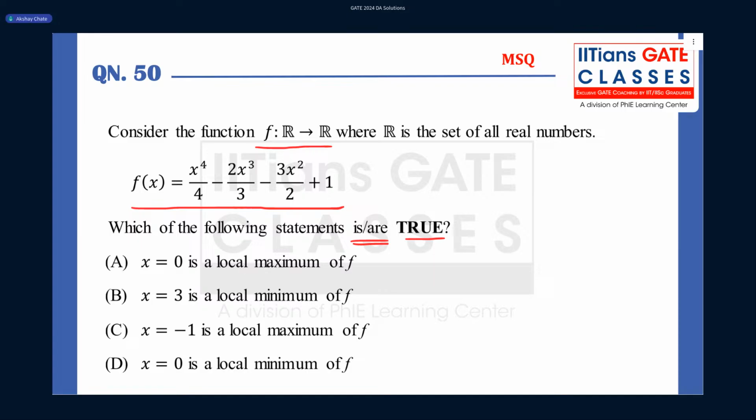Okay, so I'll repeat. So there is a function which is mapping R to R, and it's a fourth degree function which is indicated by the x power 4 by 4 term, and it is a multiple choice or multiple option correct question.